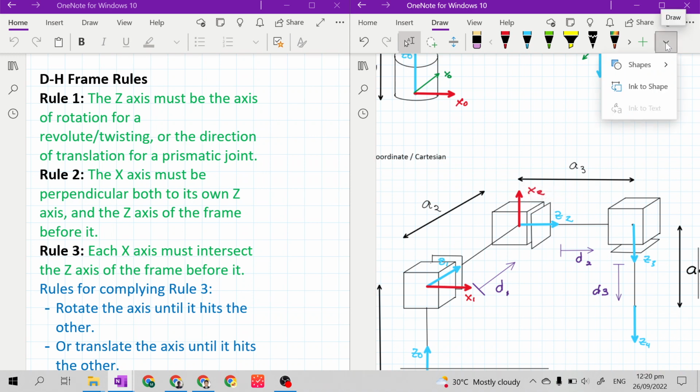For x sub 3, okay, z sub 2 is pointing to the right. Z sub 3 is pointing downward. So our only choices are either front or back. So I will choose front. Okay. I will choose to the front. So this will be our x sub 3.